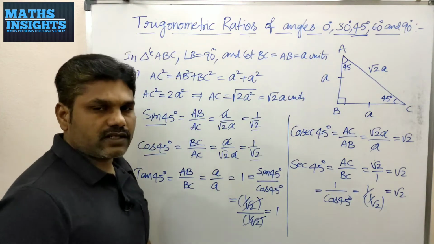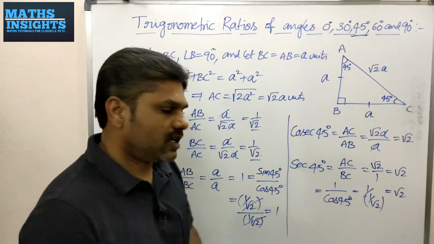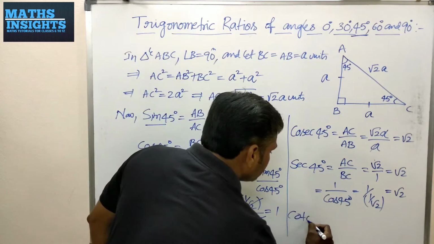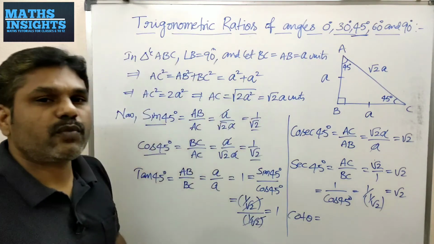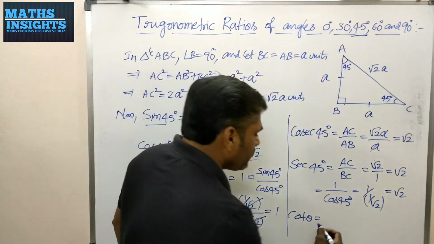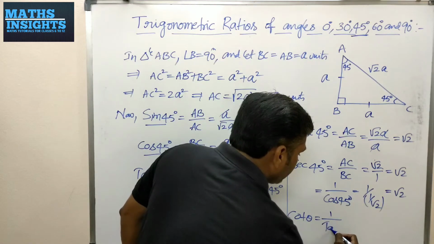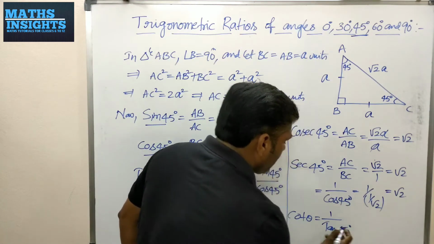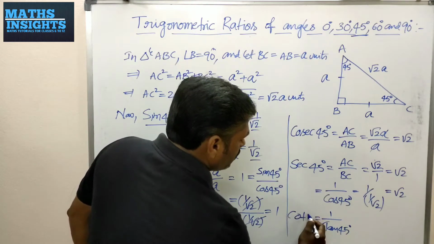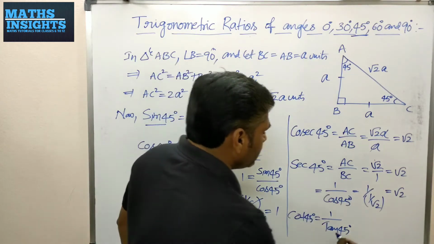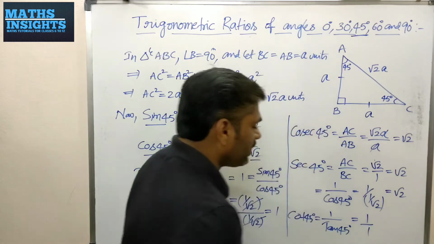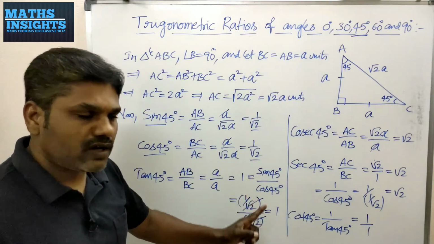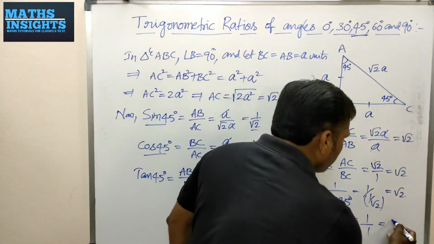Finally cotangent, which is written simply as cot. Cot theta is the reciprocal of tan theta. Therefore I may write 1 by tan 45. See, I have written theta, so you have to write 45. 1 by tan 45 is calculated as 1. Therefore it will also become 1.